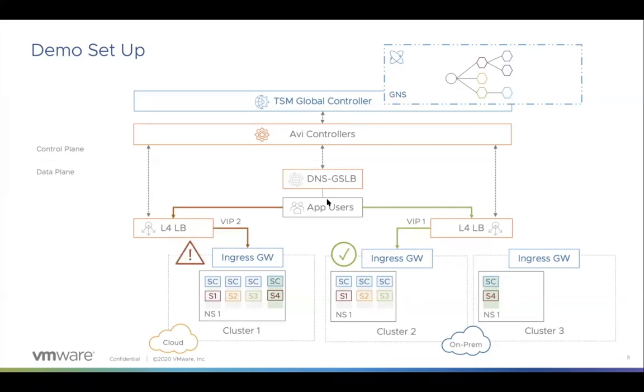At this stage, we'll bring down the front-end service on the cloud to see how the traffic is now steered back to the on-prem cluster, and how TSM's global namespace helps make this transition more seamless than what can be achieved by just a pure GSLB. So without further ado, let's jump into the demo.